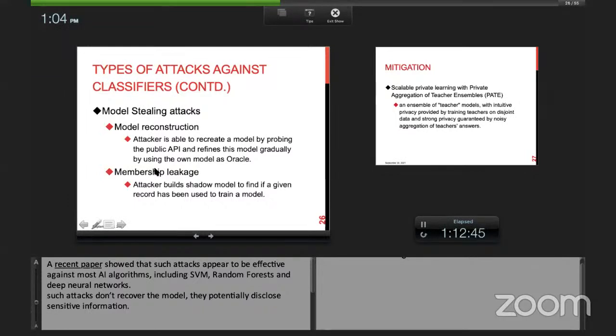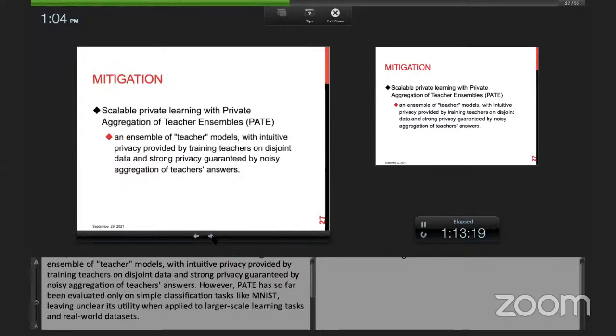There are research works which have shown that these types of attacks, model stealing attacks, are found to be effective against most of the AI algorithms, including SVM, random forest, and other deep neural network algorithms also. So obviously, this may now be the focus of some research at present. And how can we mitigate?